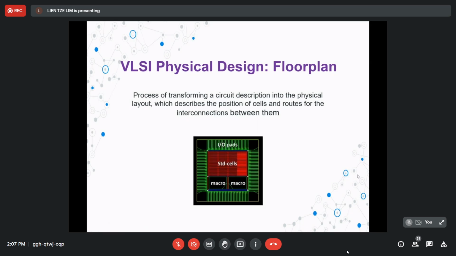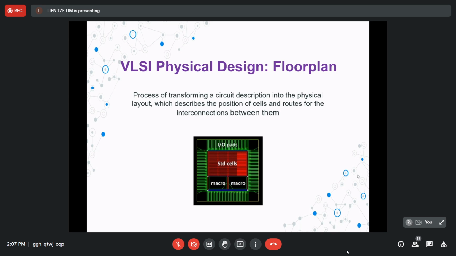Okay, today's lecture I will continue with floor plan. Floor plan, this topic is one of the important topics. Try to pay attention to the lecture. Floor plan is one of the important steps in VLSI physical design. Physical design is one of the design steps in the VLSI design flow.